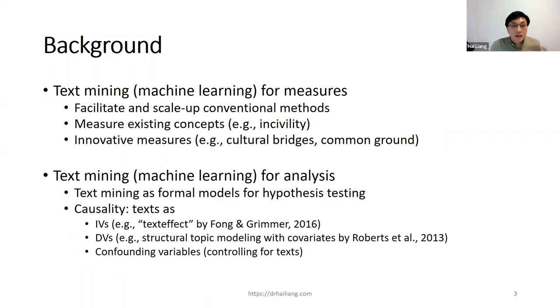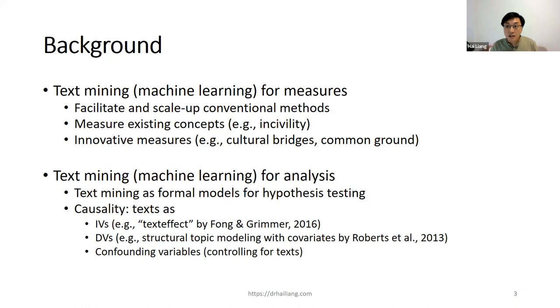So this is a little bit of methodological background. Right now we're talking about text mining. As I just mentioned briefly, there are two approaches for applying text mining for social science, not talking about text mining techniques themselves. One is more descriptive, that is for measures. What I mean is that you can use machine learning to learn topics and so on. There are also a lot of studies that use machine learning to predict, for example, Trump's personality using his tweets.